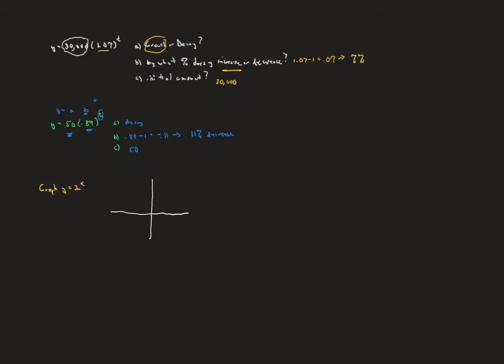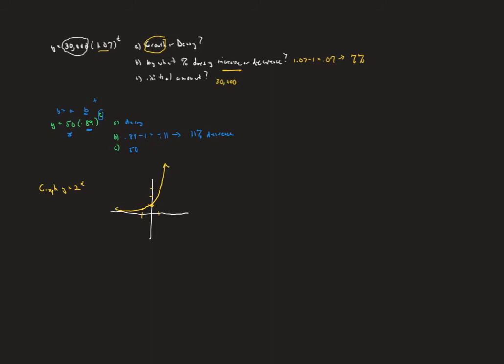So when x is 0, 2 to the 0 is 1, so it's going to contain the point (0, 1). When x is 1, it's going to be 2. When x is negative 1, 2 to the negative 1 is 1 over 2 to the first, which is 1/2. And then as we keep going, it's going to look something like this. So this is our kind of classic exponential growth.